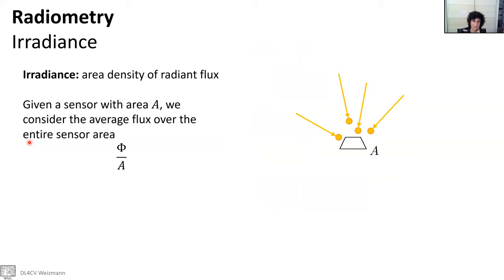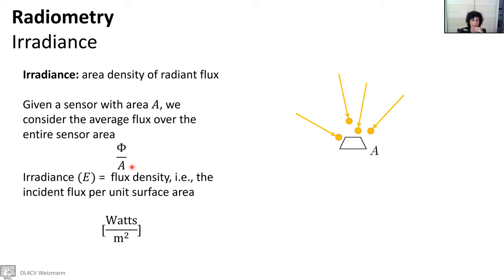What is irradiance? Now I'm interested not just in the time density, but in the area density. So irradiance is the area density of the radiant flux, which means that given a sensor with area A, we consider the average flux over the entire area of the sensor, which is phi, the radiant flux we had before, divided by the area A. This is measured in watts per square meter. So irradiance looks at the surface and measures the radiant flux per area, the energy per unit time per area. Therefore, it's watts per meter squared, and it is denoted by E.